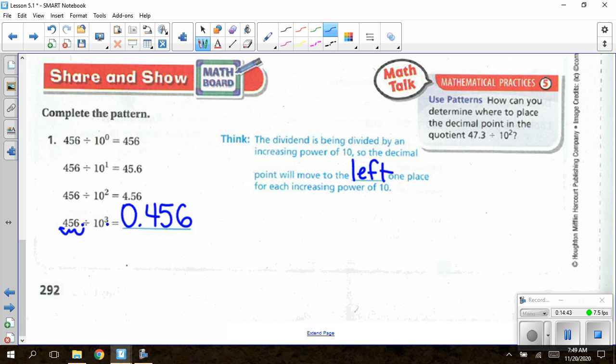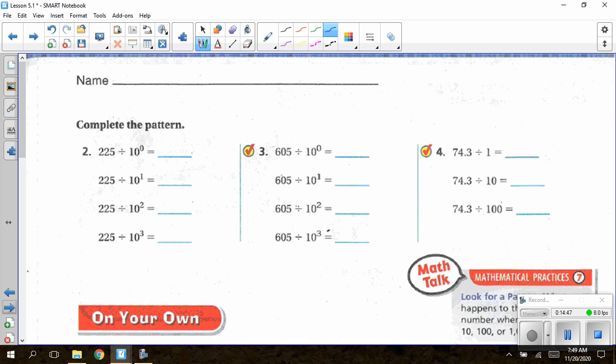Moving on to page 293, completing these patterns. So I do again have my exponents to denote my increasing powers of 10. So for all of these, I will swoop to the left because they're dividing, and for any whole number, I swoop from the end. So if you want to go ahead and place that decimal at the end of your whole number, just to remind yourself where you start your swoops, you can do that.